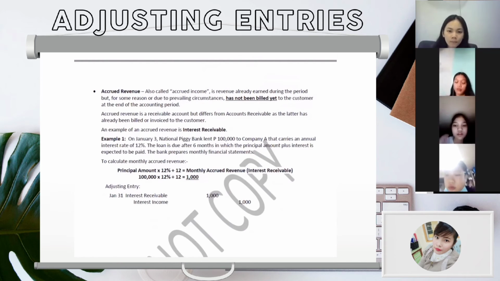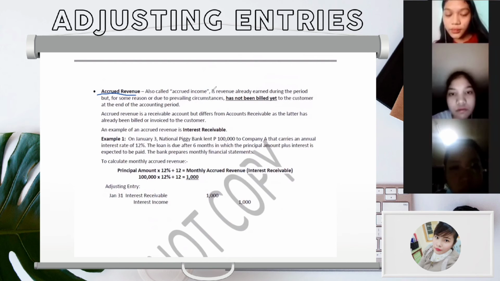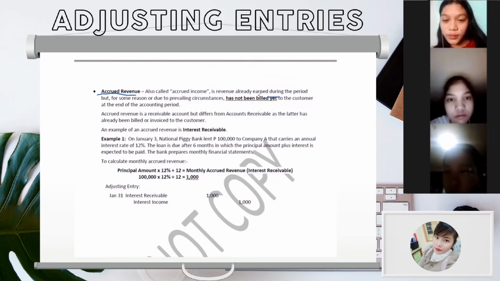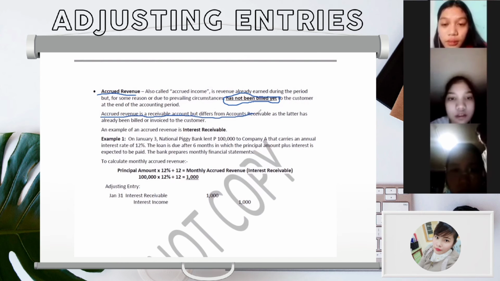Ang number 4 natin is si accrued revenue. Okay? Si accrued revenue naman, also called accrued income, is revenue already earned during the period but for some reason or due to prevailing circumstances has not been billed yet to the customer. Okay? So this is the magic word, class. Has not been billed yet. Okay? So accrued revenue is a receivable account but differs from accounts receivable as the latter has already been billed or invoiced to the customer.